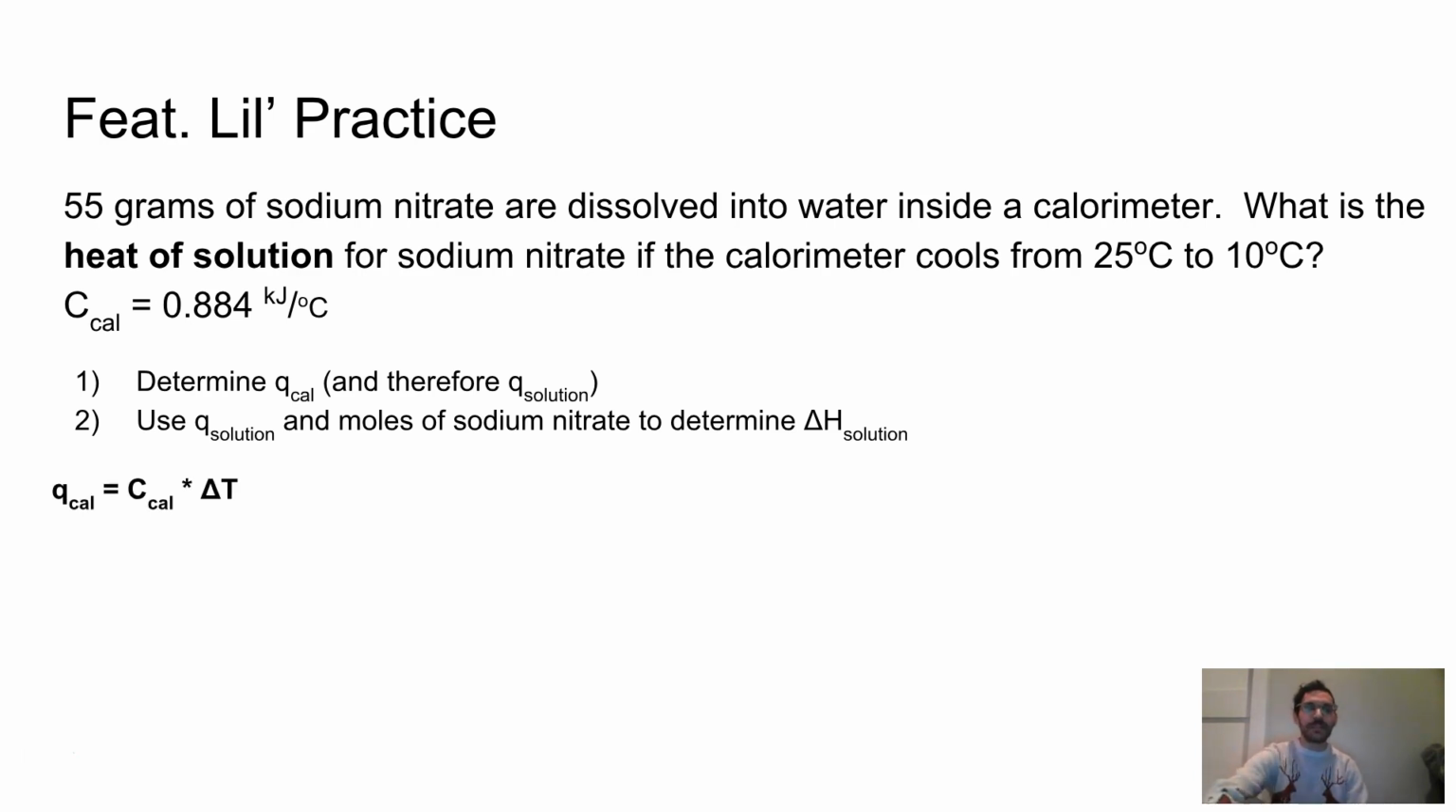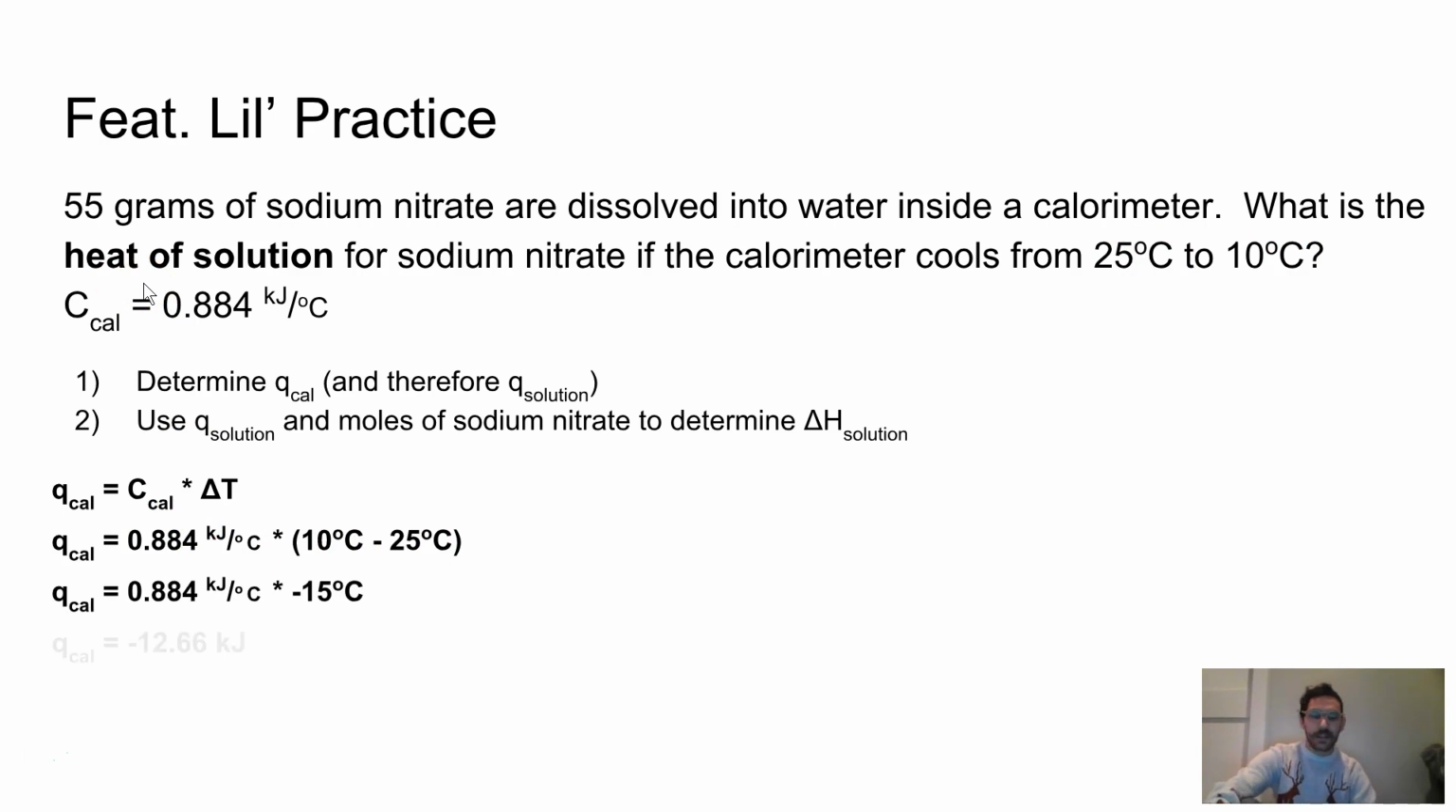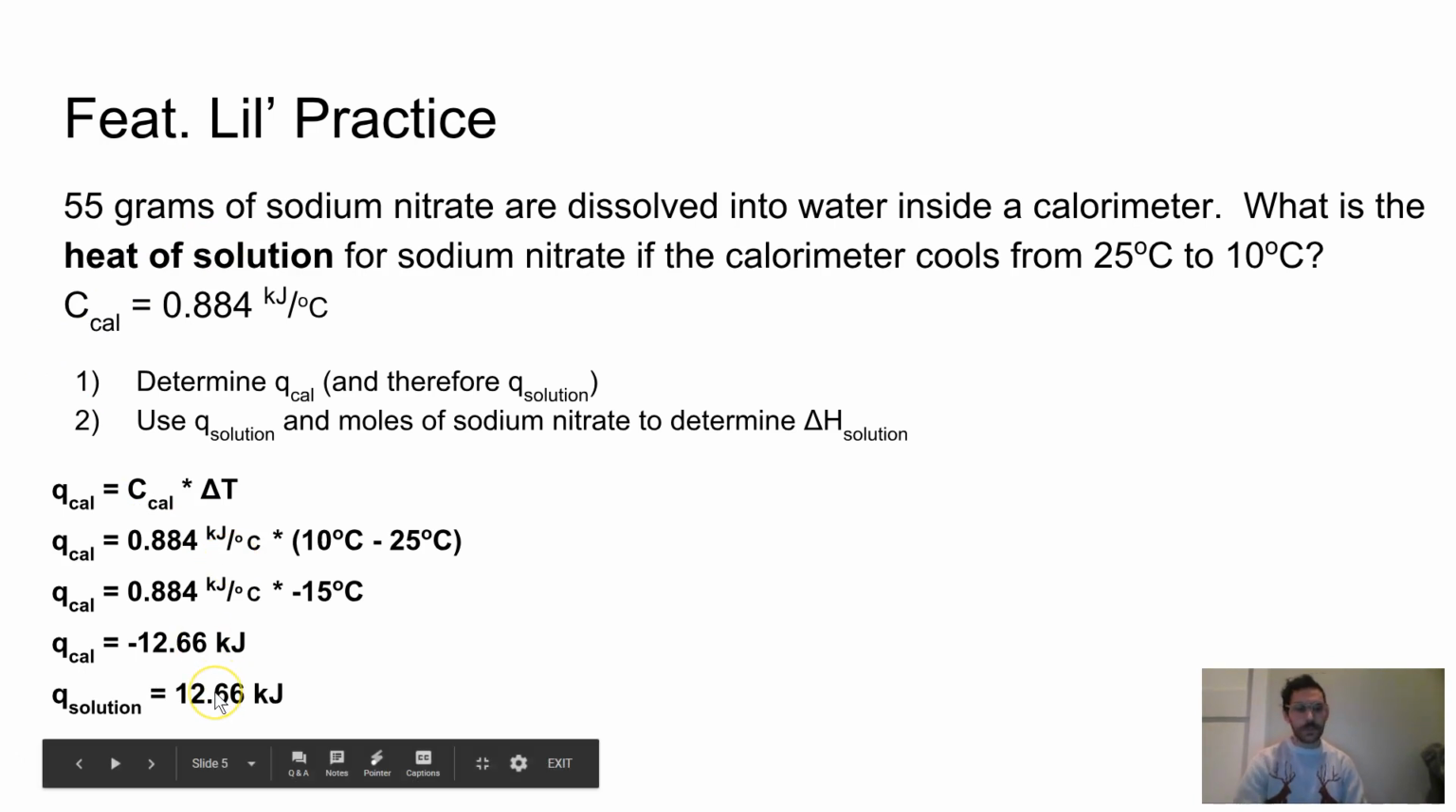For step one, we have to figure out Q for the calorimeter. That's pretty simple. We know this basic equation: Q-cal equals C-cal times ΔT. ΔT is final minus initial, so 10 minus 25, times C for the calorimeter. That gives us negative 12.66 kilojoules. All right, sweet. So then from there, what are we going to do? Well, we know that Q-cal is opposite to Q of the solution, so we know how much heat that solution released.